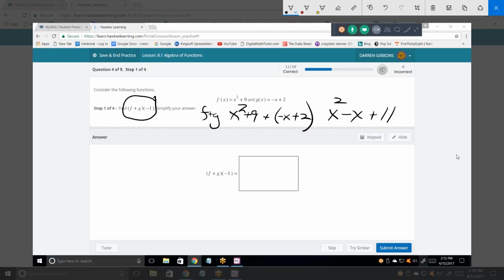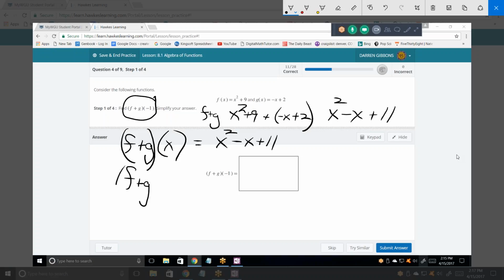In other words, here's what I've got. f plus g of x, and I have to put everything in parentheses like that, equals what we've got over here, x squared minus x plus 11. So that's what f plus g of x is. Now, I believe this is what they want us to do. Evaluate it at minus 1. Well, what are we going to do?